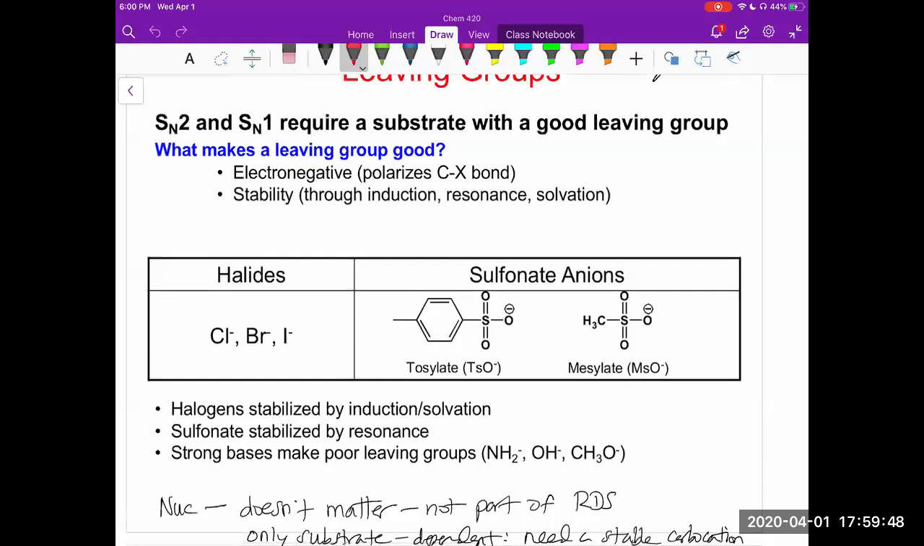So both SN1 and SN2 require a good leaving group. For SN1, you cannot have leave OH minus, NH2 minus, RO minus. The same rotten leaving groups in SN2 are rotten leaving groups in SN1, and we would have to do a trick to make it better. There's no difference there between those two mechanisms.